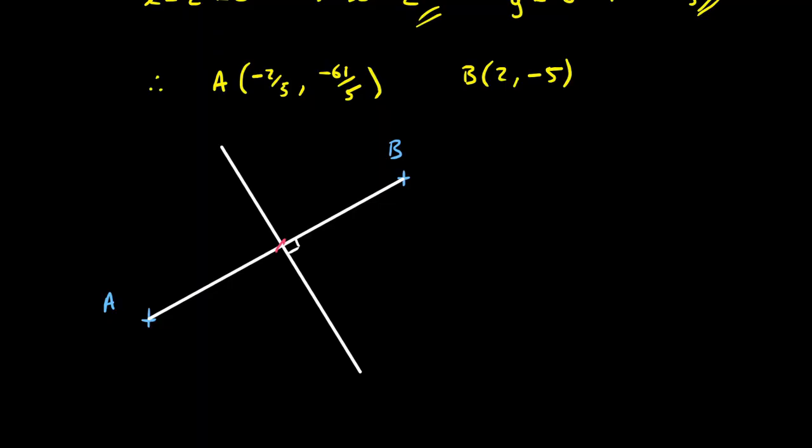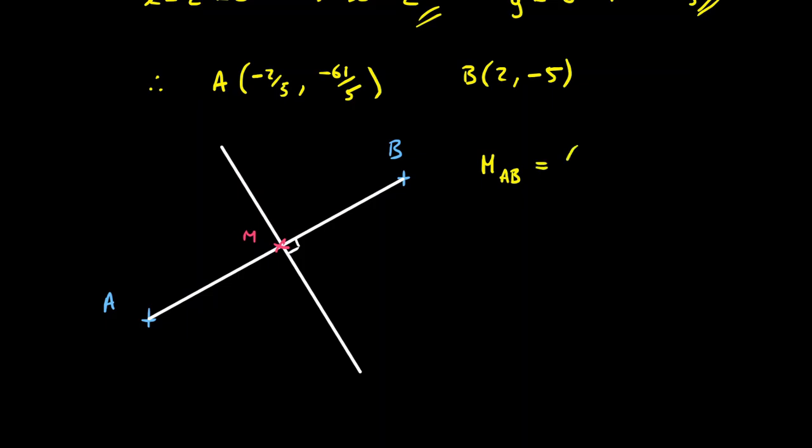So this coordinate here is the midpoint of AB. If we want to find the equation of the perpendicular bisector, one of the things we need to do is get the coordinate at the midpoint. Then we need to find the gradient that's perpendicular to AB. So let's go through those steps. Firstly, we're going to find the midpoint of AB.